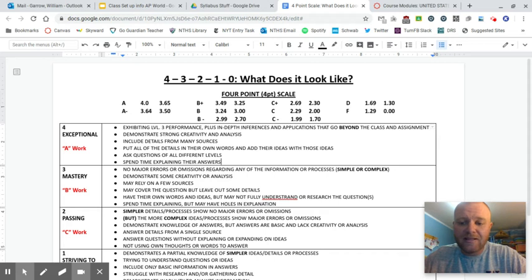2 is passing. That's a C assignment. You got the basics and not a lot more, but you did enough to show me that you got the basics. And then a 1 and a 0 are your D and F scores, and those are clearly lacking some evidence of learning and or no attempt, right? So that's the 4-point scale.